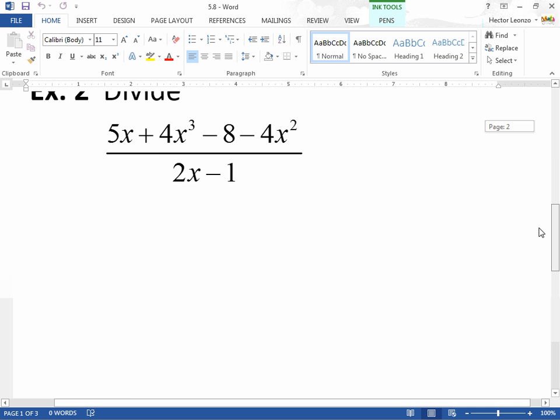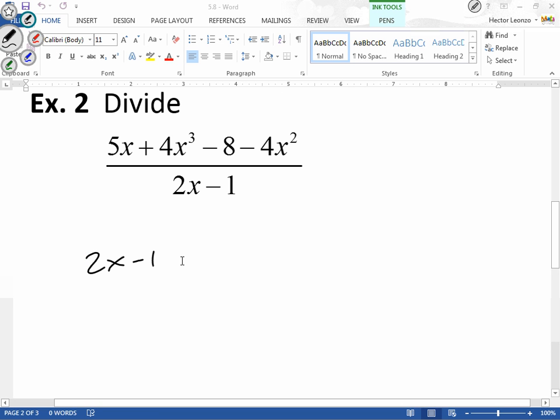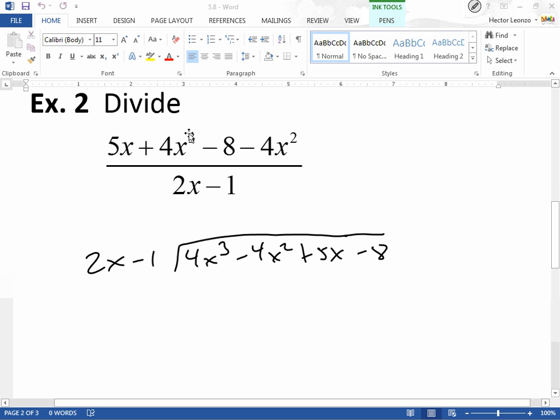Same thing we're going to do on this one. So on the outside, let me write 2x minus 1. On the inside, let me write 4x to the third minus 4x squared plus 5x minus 8. I notice I had to rearrange this one. The top one, I had to rearrange it such that my exponents go in order. And make sure you're not skipping any. So if I look at my exponents, 3, 2, 1, and 0. So we're good. On the outside, we're doing the same thing.